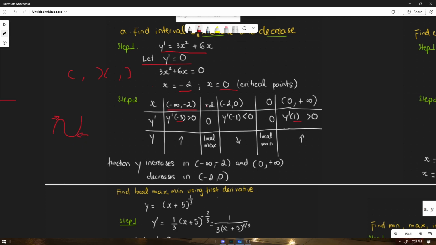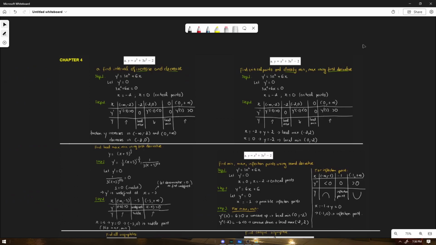So now we have figured out what the critical points are. And now we can write down that the function y increases from negative infinity to -2 and from 0 to positive infinity. This helps us understand what the graph looks like, and it helps us better in equations later. And it also decreases between -2 and 0.